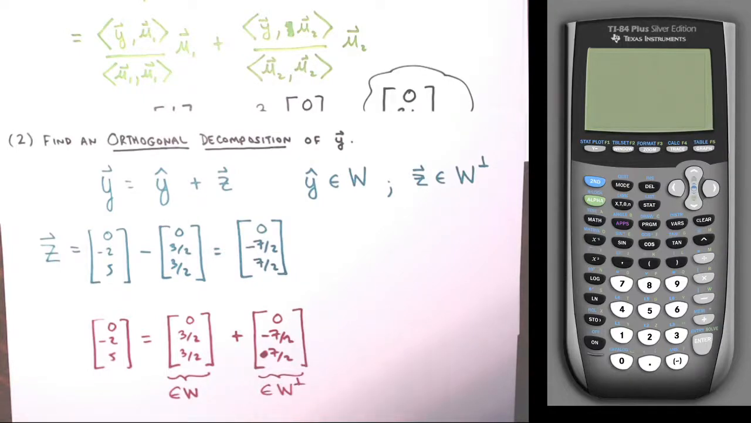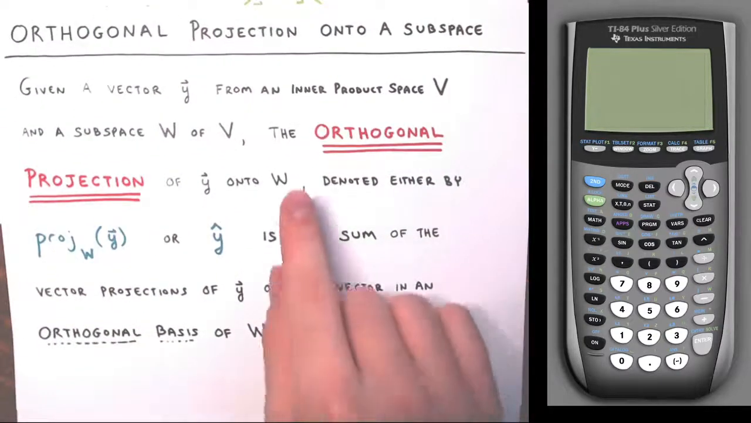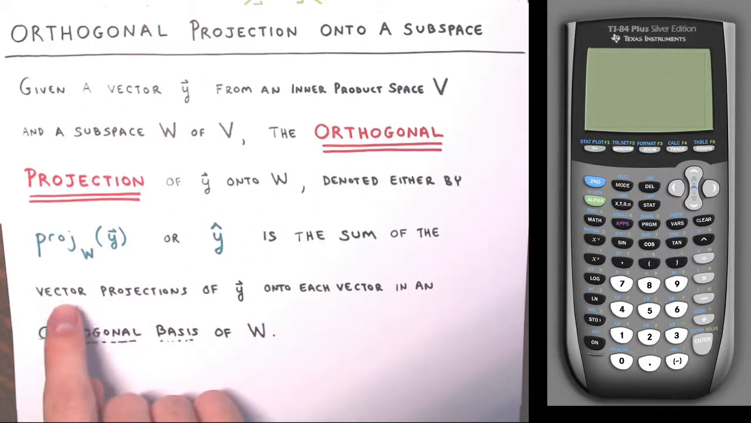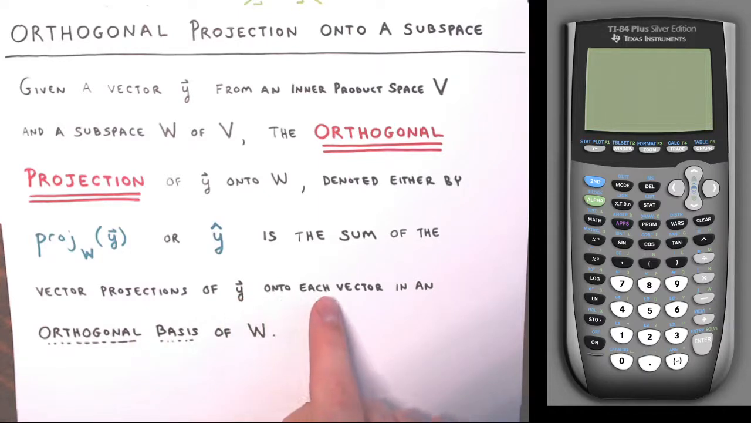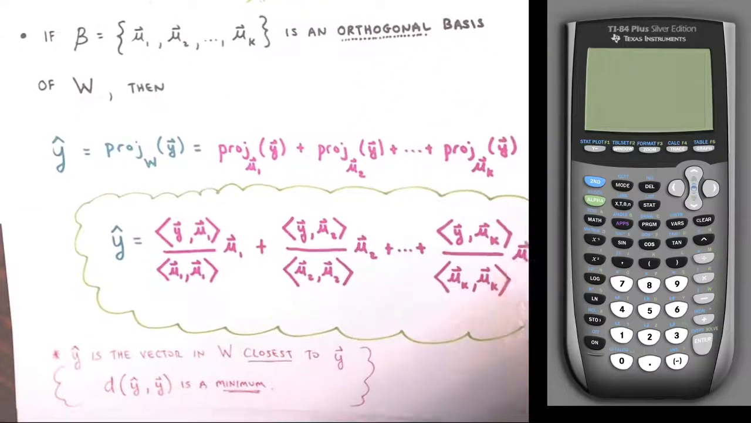All right, so I hope that was easy to follow, as easy as it could be. Again, I think the big stuff to take away from this video is the projections and decompositions. So I'll just refresh your memory. Remember, the orthogonal projection of a vector onto some subspace is the sum of the vector projections of y onto each vector in an orthogonal basis of W. That was the key. You had to find an orthogonal basis of the subspace, and then you could easily find the projection, and here was the formula for that.